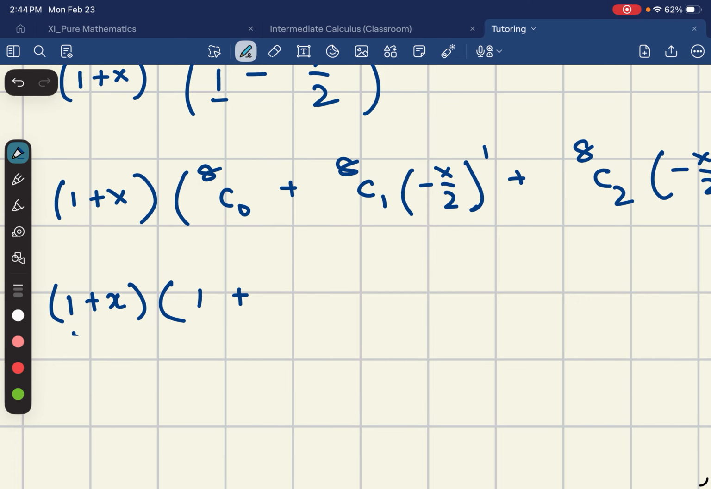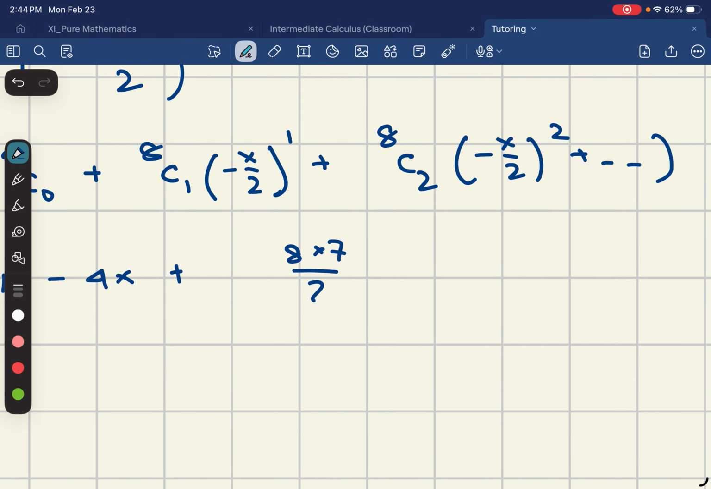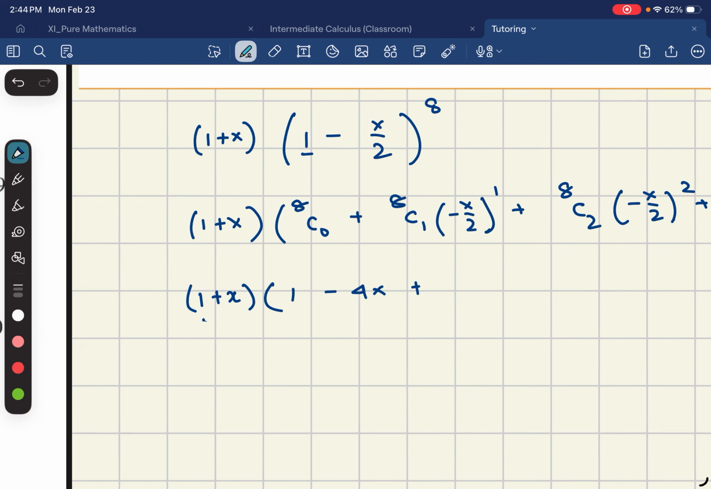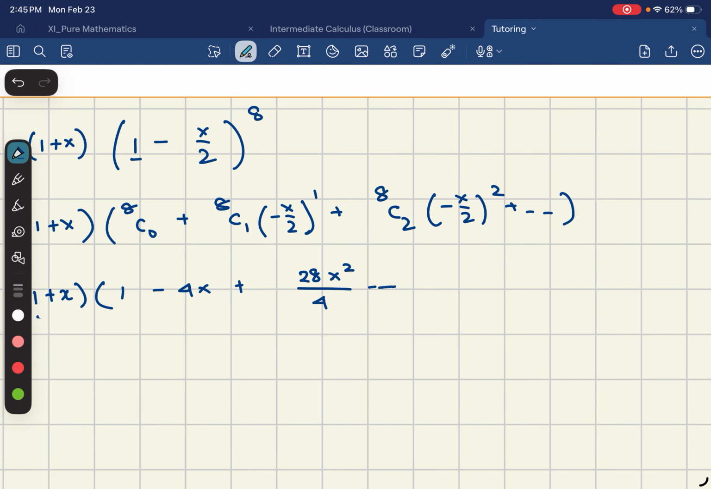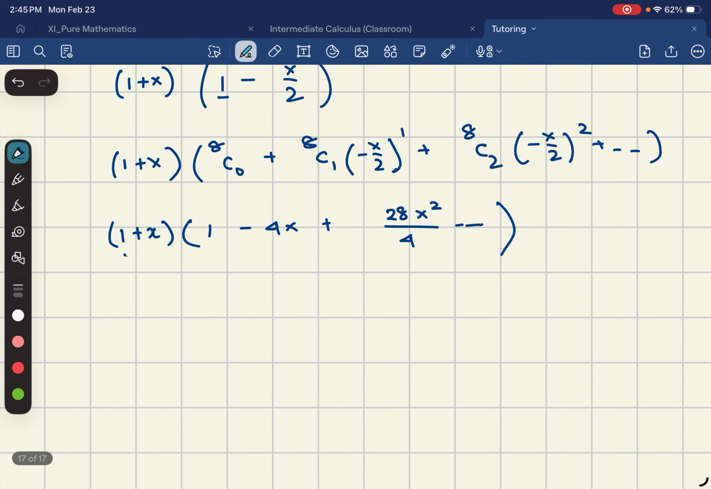8c0 is still 1, plus 8c1 is 8. Divided by 2, that is going to be minus 4x. And 8 choose 2, that is 8 times 7 divided by 2. 4 times 7, that is 28 by 4. I think. That is 28. And then I have x squared divided by 4. And on, right? And that is just 14 by 2. That is 7. So I have 7x squared here, on and on.